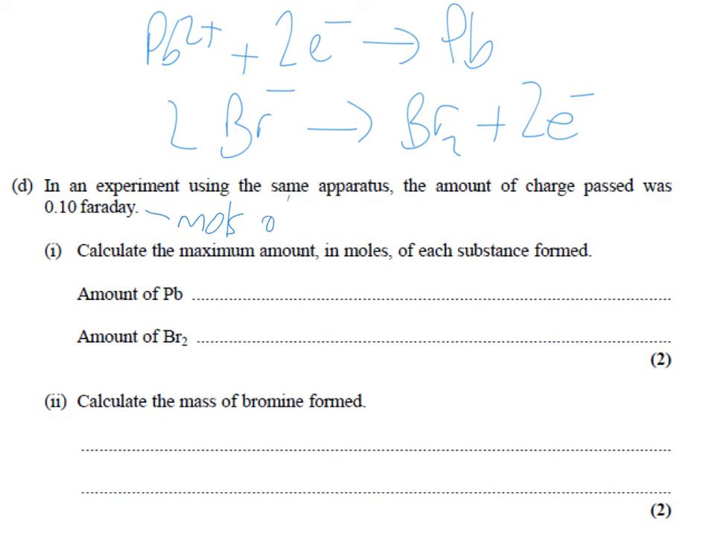So moles of electrons equals 0.1. So if I have 0.1 moles of electrons here, the moles of lead, well, the ratio is 2 to 1. So I'm going to have half the amount of lead. So moles of lead is going to be half 0.1, which is 0.05. And what about for bromine? Well, again, the ratio is 2 to 1. So the moles of bromine are going to be 0.05.